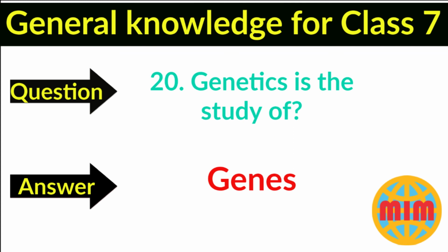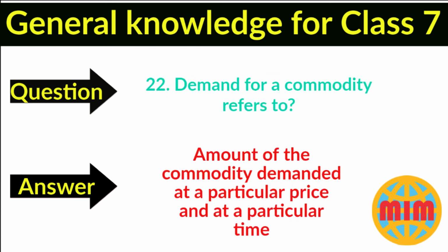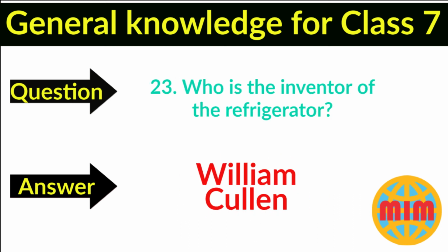Question number 20. Genetics is the study of genes. Question number 21. In the short run, when the output of a firm increases, its average fixed cost? The answer is decreases. Question number 22. Demand for a commodity refers to? The answer is the amount of the commodity demanded at a particular price and at a particular time. Question number 23. Who is the inventor of the refrigerator? The answer is William Cullen.